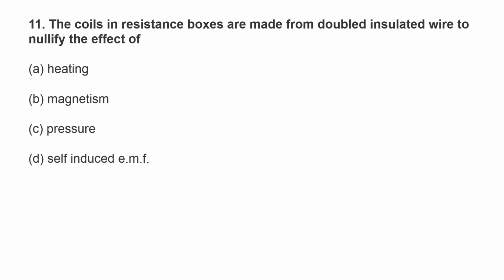Because if there is no double insulated wire in the coils in resistance boxes, then there exists a self-induced EMF. To remove that self-induced EMF, there should be a double insulated wire. The coils in resistance boxes are made from double insulated wire. So the answer is option D, self-induced EMF.